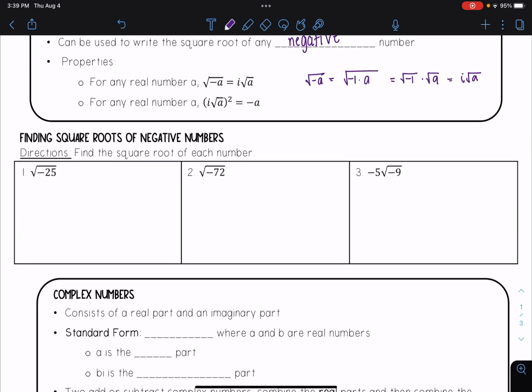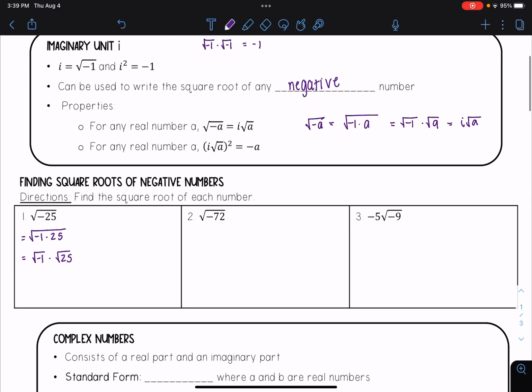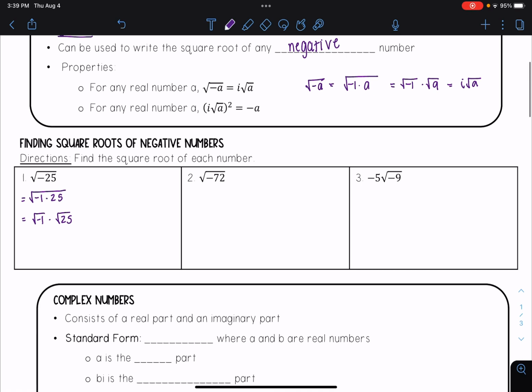So let's go ahead and find square roots of negative numbers. For the first one, I have the square root of -25. Well, I can rewrite this as the square root of -1 times 25. And again, I can split apart that square root to be the square root of -1 times the square root of 25. Again, the square root of -1 is just equal to i, so I end up with i here. And then the square root of 25 is 5. And so I can flip that around to say this is equal to 5i.